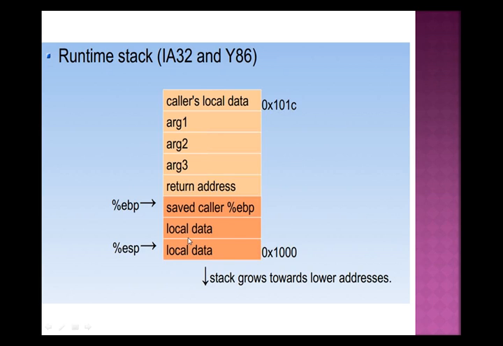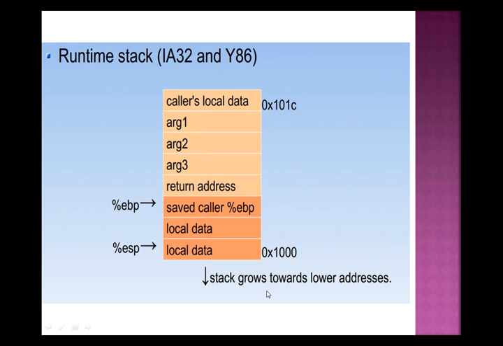Then next one is your local data. Next is ESP, which is used as the stack pointer, and that is also used for the local data. This is the address, 0x1000 to 0x101C. This is your local data, the caller's. This is your stack pointer that also contains an address, and these are the multiple arguments, return addresses, and local data.